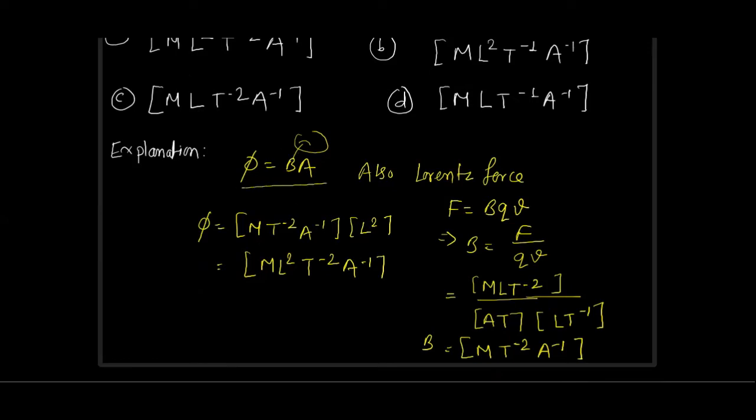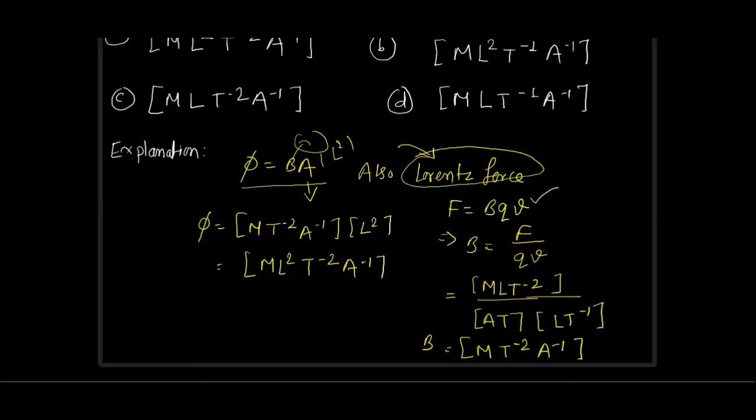First we have to know that phi is the flux, so phi can be written as BA, where B is the magnetic field and A is the area. As we know, the dimension of area is L square, so this is quite easy. Then we have to first find the dimension of B, the magnetic field. Here we use the Lorentz formula, F equal to BQV. We can mention sine theta, but the maximum Lorentz force is BQV.